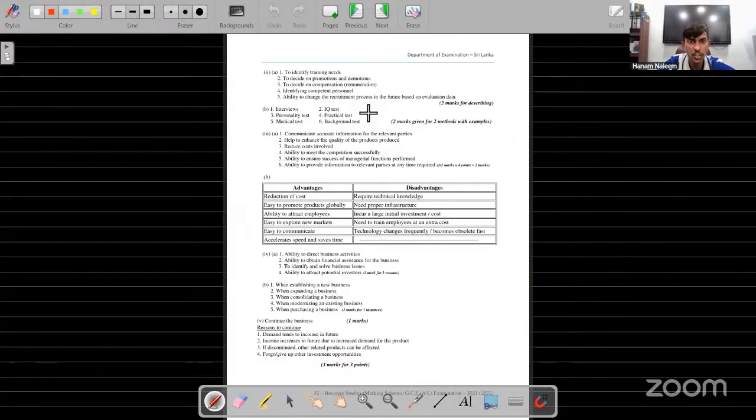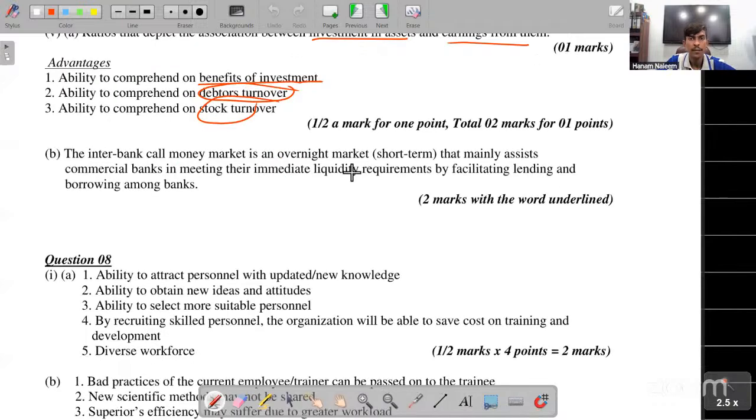That is interbank call money. So you can see the definition here. It's an overnight, which means within one day it should happen. It mainly assists commercial banks in meeting their liquidity requirements, helping one bank to lend money and the other bank to borrow money.